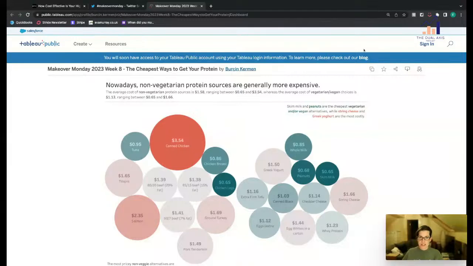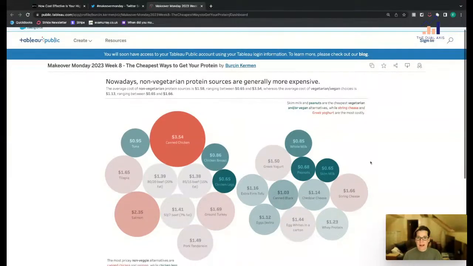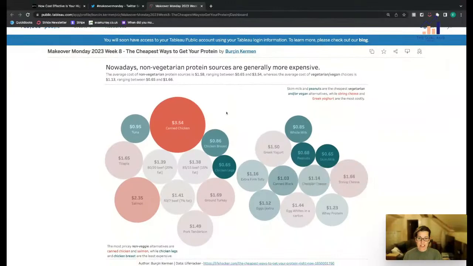Nowadays, non-vegetarian protein sources are generally more expensive. I agree, and it does stand out with the canned chicken, the salmon. But how do I know which sources are non-vegetarian? Because I thought at first maybe all the red ones are, but Greek yogurt is kind of red-ish, string cheese also red-ish, and it's not.